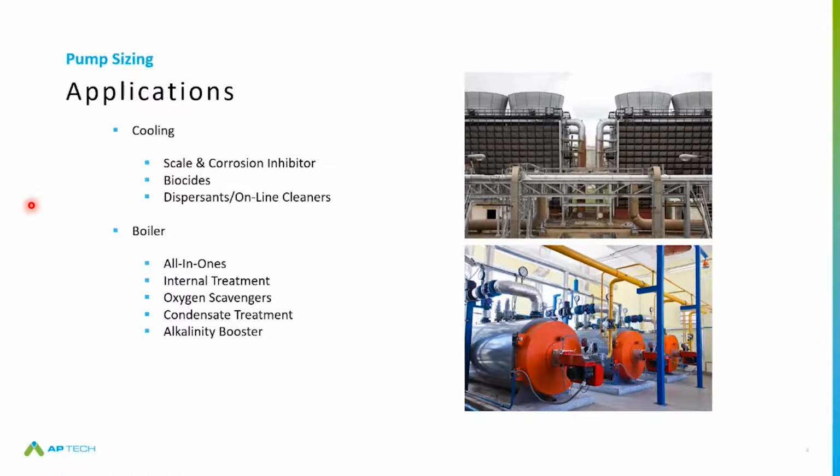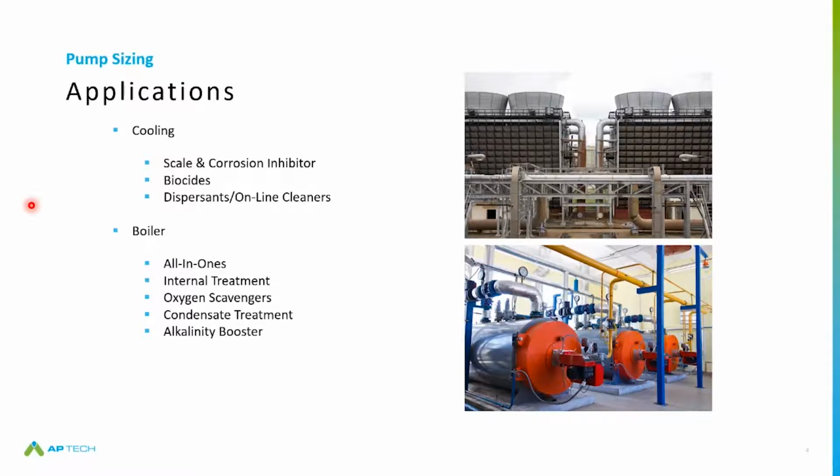And then there's those typical point of use items, like online cleaners or passivation chemistry, where you're not feeding that chemistry continuously, or you're not running a program using that chemistry for years. It's typically done on a short time frame. On the boiler side, you're looking at all-in-ones, internal treatment, oxygen scavengers, condensate treatment, and alkalinity boosters.